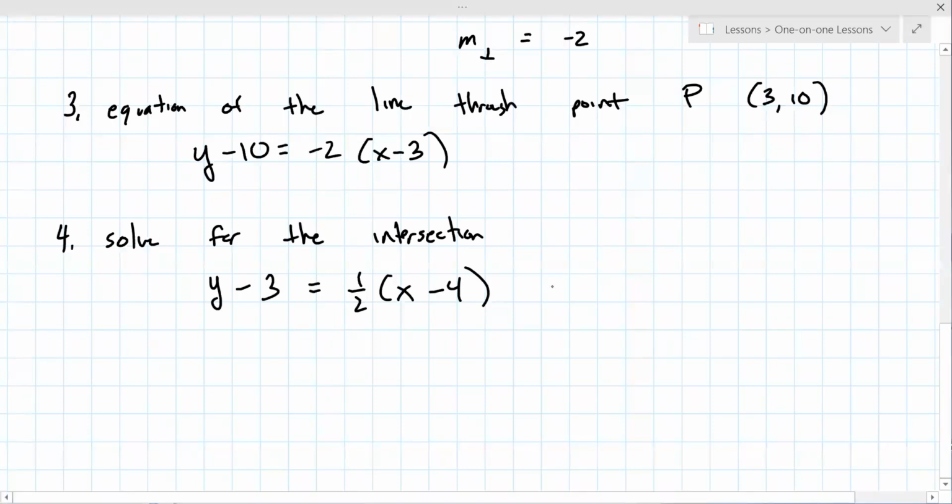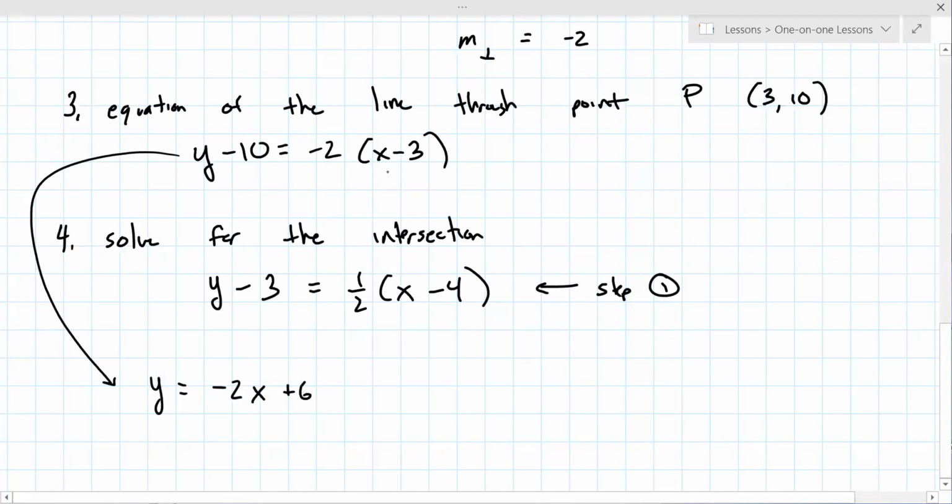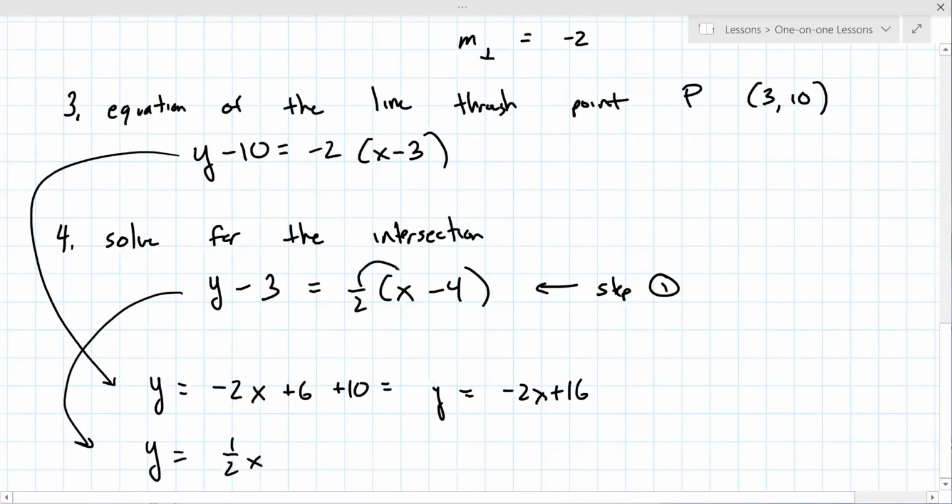Just again to be clear, this one comes from step 1, and then we have to find the intersection of the two. One way to do it is to solve both of these for y. This one is y equals negative 2x plus 6 if I distribute the negative, and then add 10 to both sides, so it becomes y equals minus 2x plus 16. This one we can solve for y too. Y equals 1/2 x, distributing the 1/2, minus 2, since 1/2 times negative 4 is negative 2, plus 3, so this becomes y equals 1/2 x plus 1.